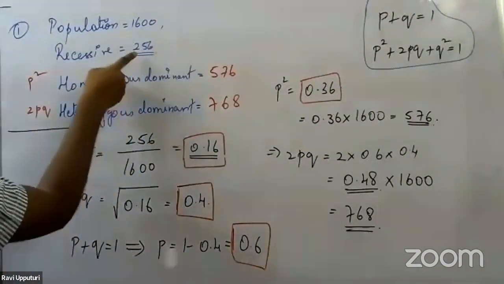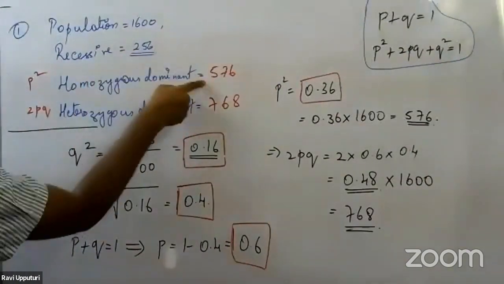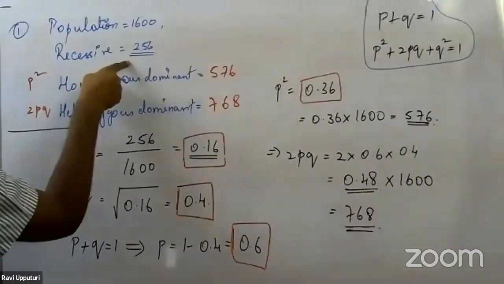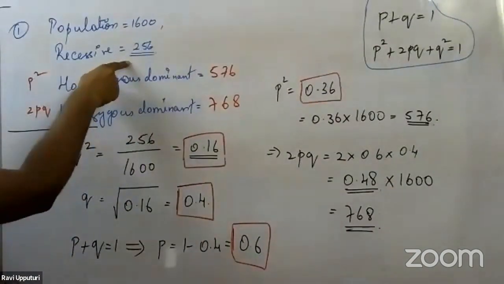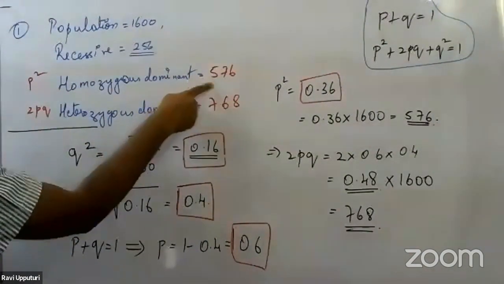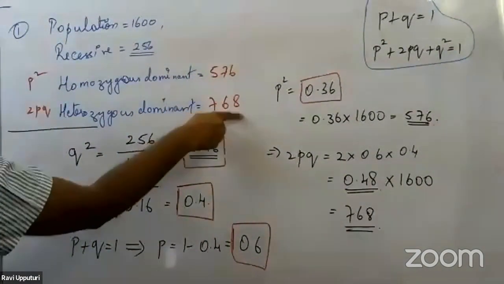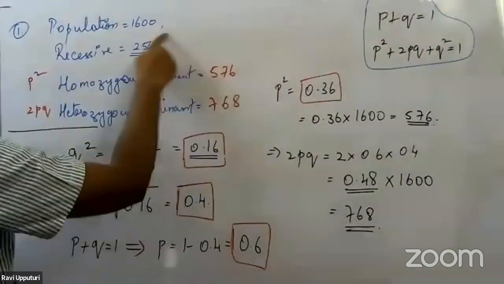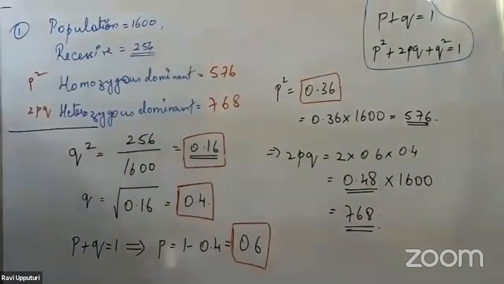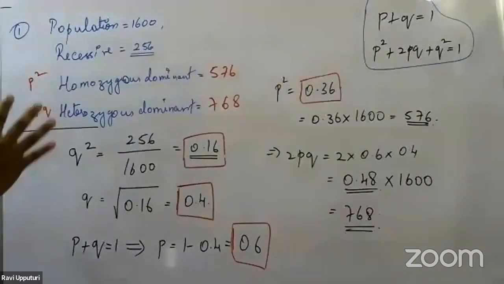One more way is to calculate all of the individuals present in the population. Number of recessive individuals is 256, homozygous dominant 576, heterozygous dominant 768. So when you add up all of these three groups, are you getting 1600? That's how we revalidate our results, whether we are doing it properly or not.